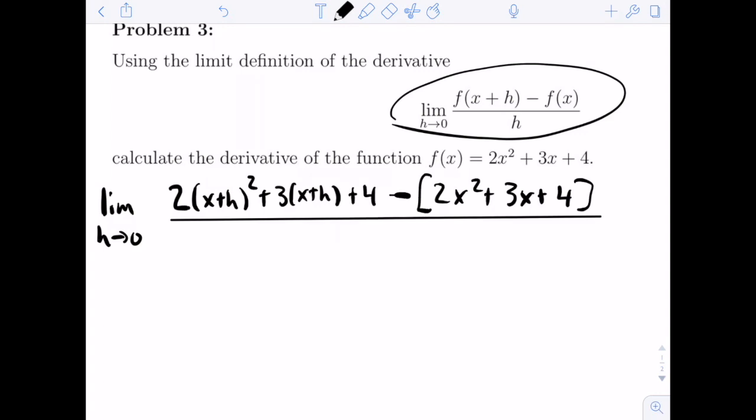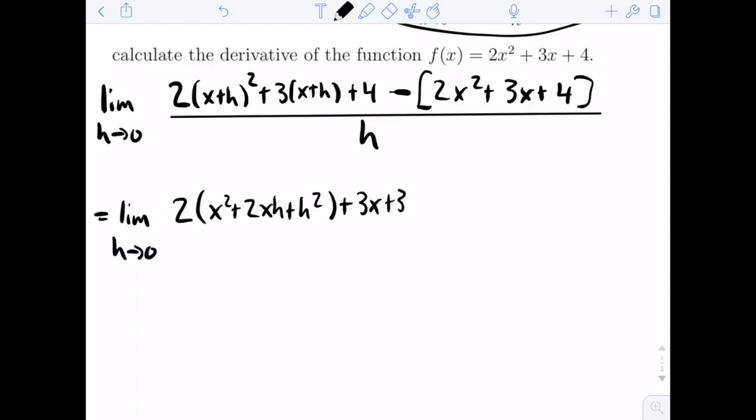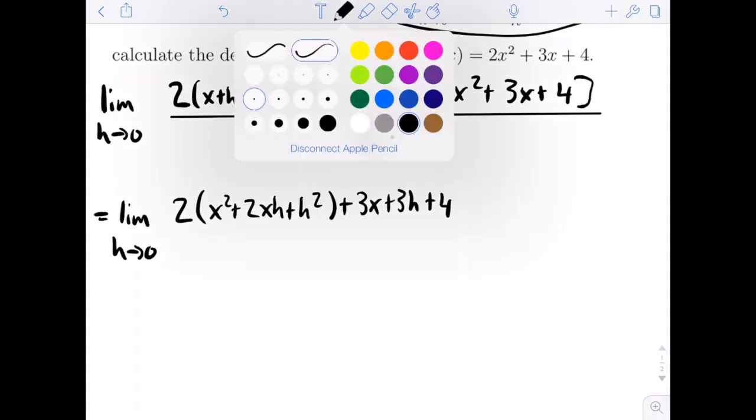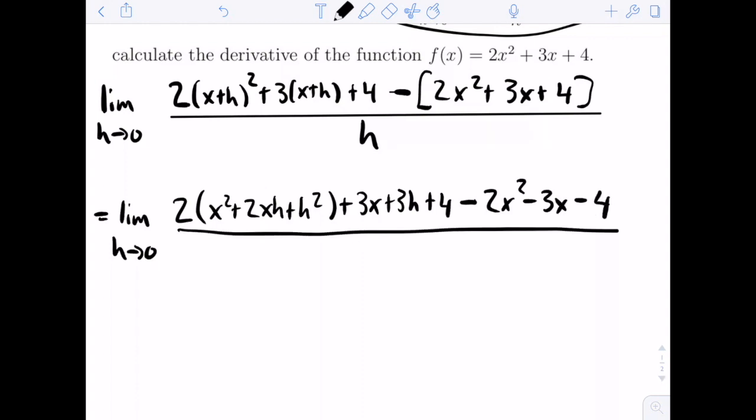all divided by h. Okay, so now let's go through the math here. This is equal to the limit as h goes to 0. Do not forget to put your limits down. So you've got 2 times x squared plus 2xh plus h squared plus 3x plus 3h plus 4. That's just expanding this bit here. And then we'll distribute the negative sign in. So we've got minus 2x squared minus 3x minus 4. And this is still all over h.